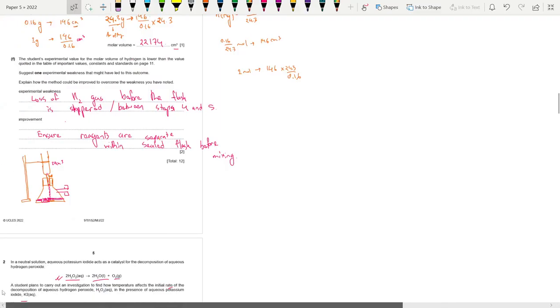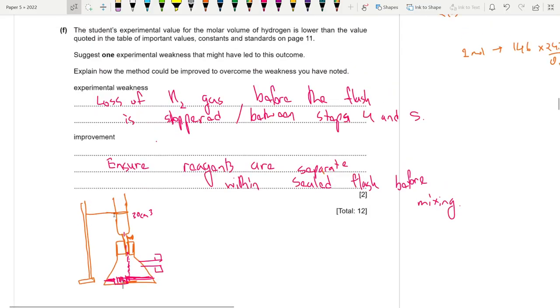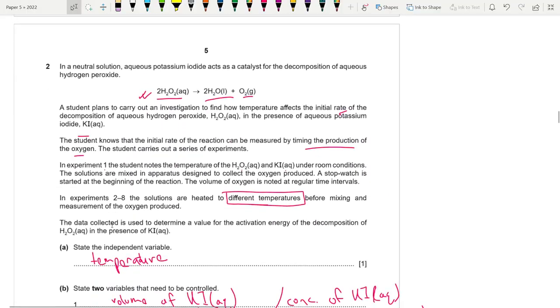So you'll be asked to draw this in some experiments. You'll be asked to show how they're kept separate before mixing occurs. Okay, so that's it for question 1, guys. Hopefully you understood everything. Let's move on to question number 2. Important. Hopefully I can wrap this up within 20 minutes.